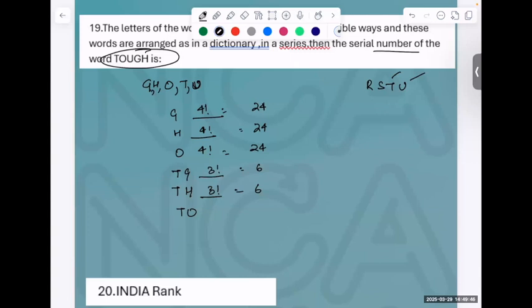यहाँ तक क्लियर? TO is clear. TO के बाद क्या आएगा? G, 2 factorial, 2. TO के बाद क्या आएगा? H, 2 factorial, 2. TOU correct. G, H, 1. 24, 24, 48, 72, 72 plus 6, 78, plus 6, 84, 86, 87, 88, 89. Okay.